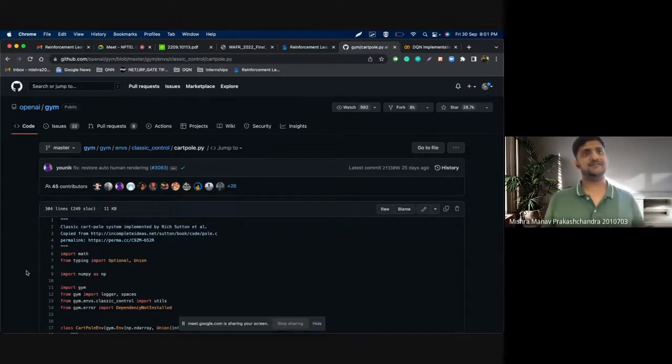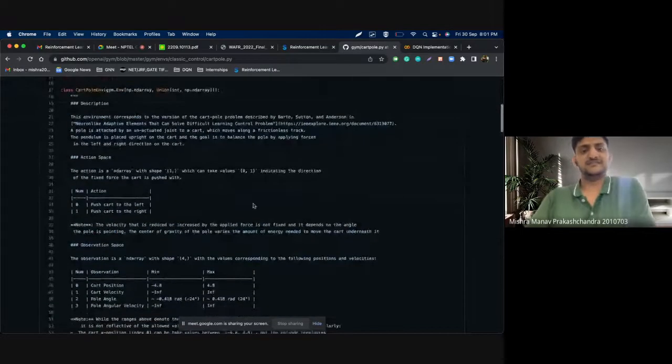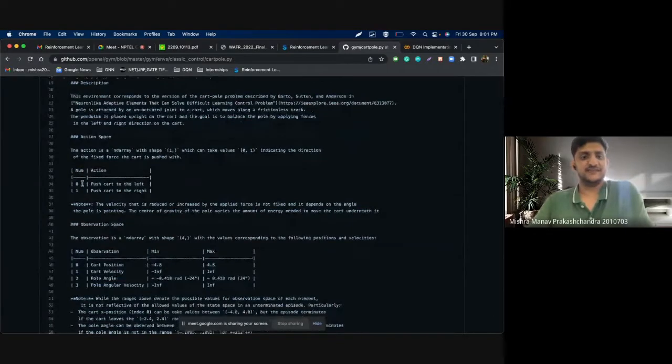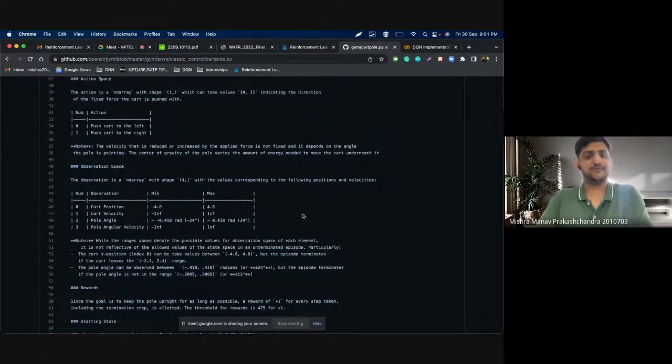If the frame is, let's say, a screen of size 60 by 80 pixels, the cart can only move left or right, and it should stay within the frame, and the pole should be balanced. So this is the classic cart pole problem. Just to have a quick look at the action space: it's 0, 1. Action 0 means you push the cart to the left, and action 1 means you push the cart to the right. The observation that you get is basically a 4-tuple.